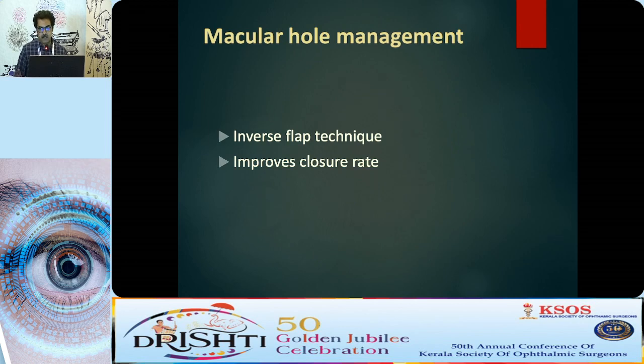So when I do macular holes, I do something called the inverse flap technique. When you're doing a macular hole, you do a vitrectomy, you remove the vitreous, and you go on top of the retina. The retina has 10 layers. The innermost layer is called the internal limiting membrane. This internal limiting membrane is known to cause tangential traction, and that is why the macular hole is there, and you have to remove it so that the macular hole closes. Whenever there is a big macular hole or you feel it will not close in regular surgery, you peel the internal limiting membrane from the edge of the macular hole, and you stuff it into the fovea. That is called the inverse flap technique and improves the closure rate.